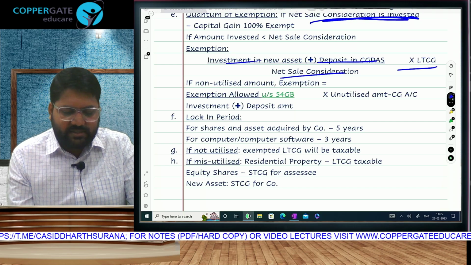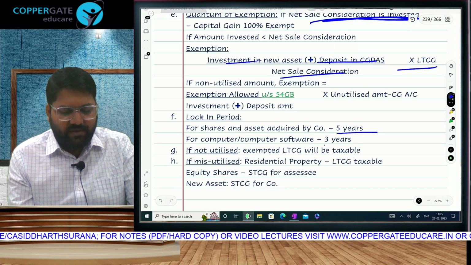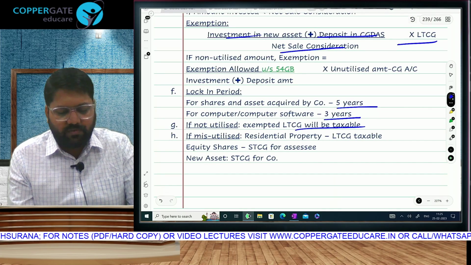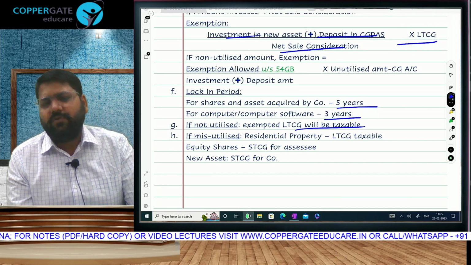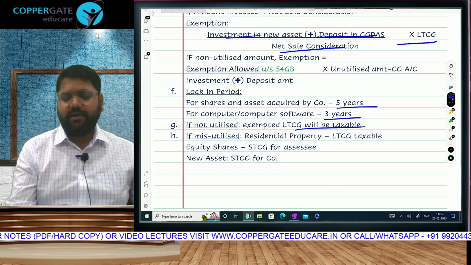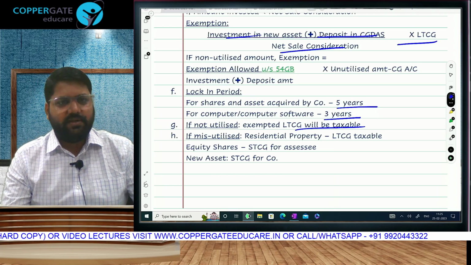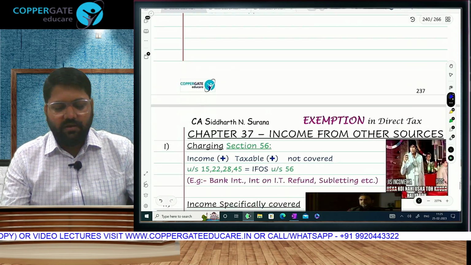For lock-in period, shares is 5 years, and for computer software it is going to be 3 years. If not utilized, then it is going to be taxable. That is how 54GB works, but because 31st March 22 is not extended, it is irrelevant, so we don't discuss it in our full course lectures also. That was our chapter capital gain revision.